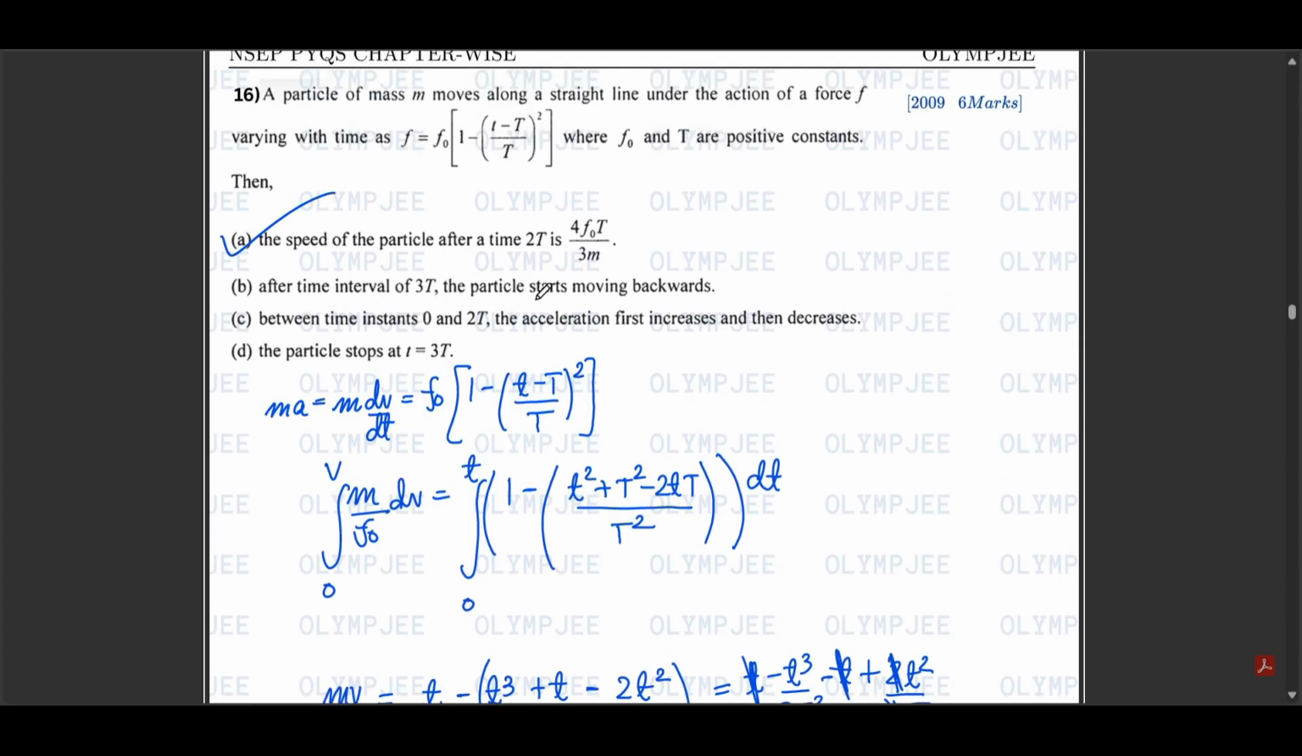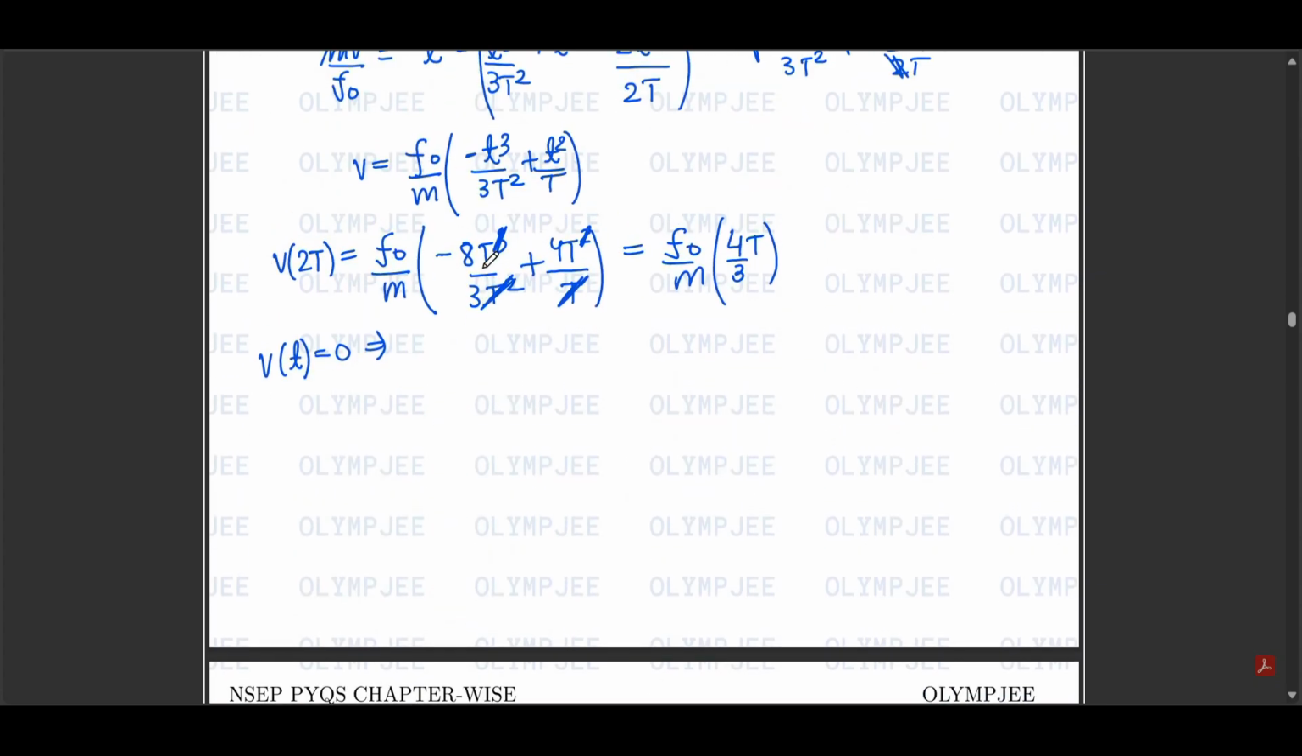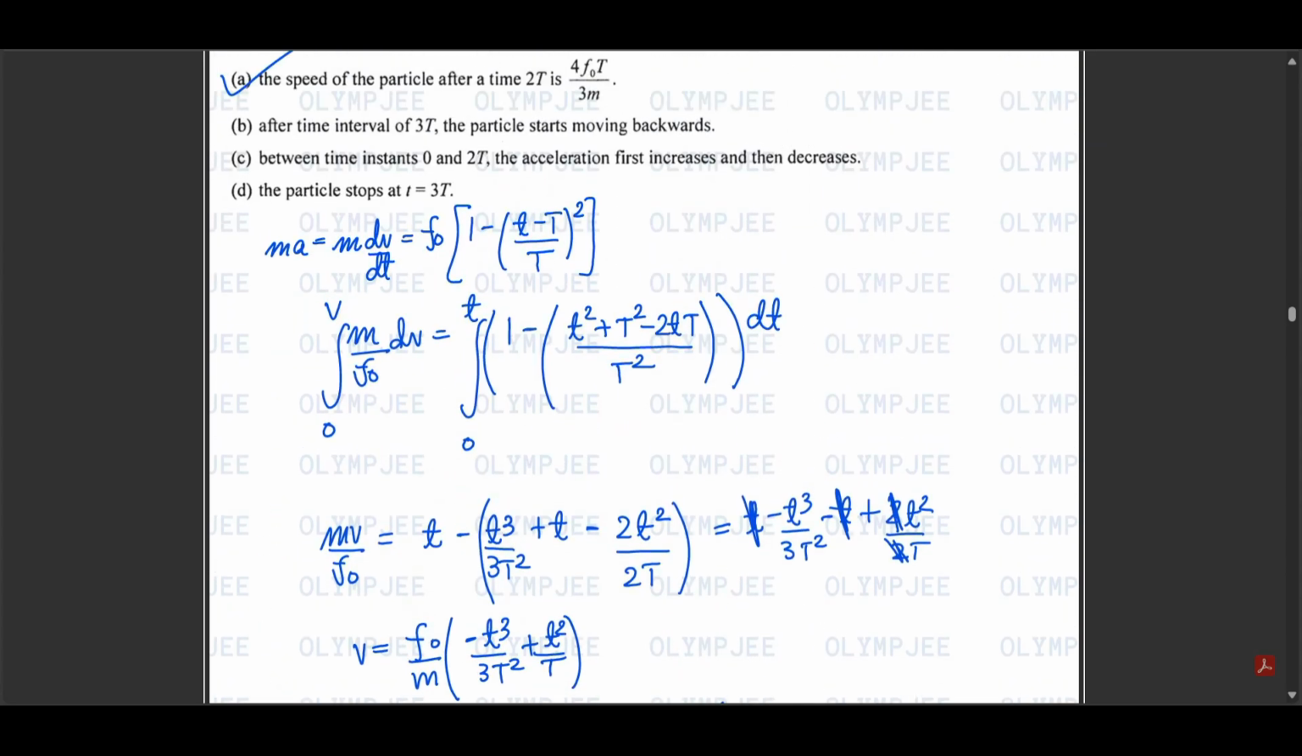Now we have to find when the particle will start moving backwards. If we find the time at which the velocity will be 0, then the velocity will become 0 and then it will start becoming negative, right? So at the turning point the velocity will be 0, so minus t cube by 3T square plus t square by T should be equal to 0, which will give us t cube by 3T square is equal to t square by T. So t is equal to 3T. So option B is also correct. Now acceleration between 0 and 2T first increases and then decreases. So D is also correct because we found out that it will stop at 3T.